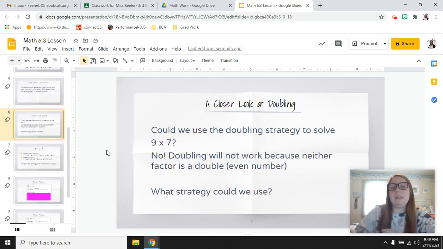Now, when I look at doubling a little bit closer, doubling is a strategy that you can't use for every fact, and here's why. It said, could we use the doubling strategy to solve 9 times 7? The answer is no. Doubling will not work because neither factor is a double or an even number. I can't split 9 equally in half. I can't split 7 equally in half. So for this, what other strategy could we use? I want you to think about that. On your whiteboard, pause the video and try to solve 9 times 7 using something other than the doubling strategy.